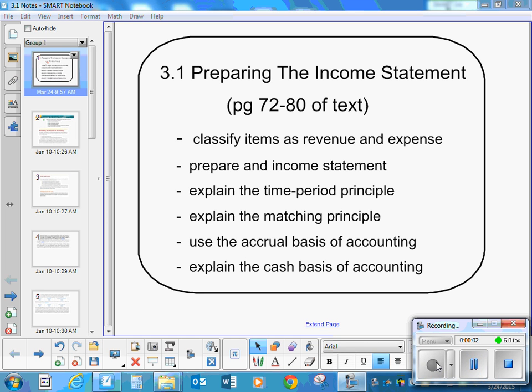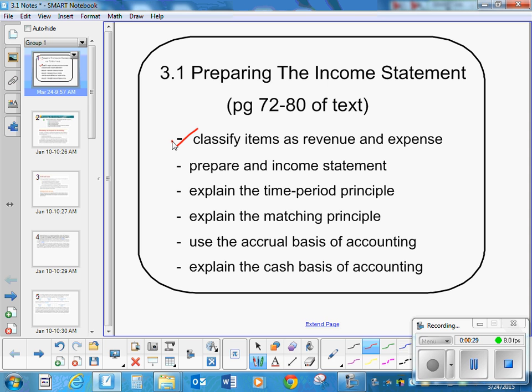So 3.1 and 3.2 are basically going to be talking about the same thing: the income statement, revenue and expenses. If you're following in our textbook for 3.1, it's pages 72 to 80, so it's going to be quite quick. We're going to start talking a little bit about revenue and expenses. We've talked about assets, liabilities and owner's equity. The last two that we haven't introduced yet are revenue and expenses.